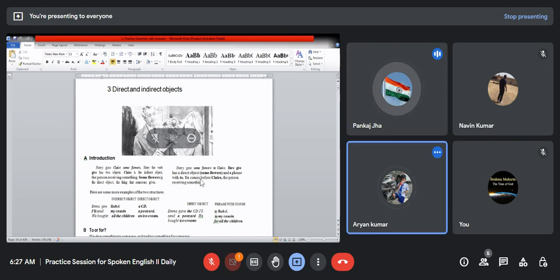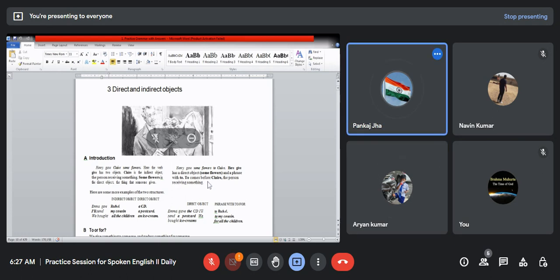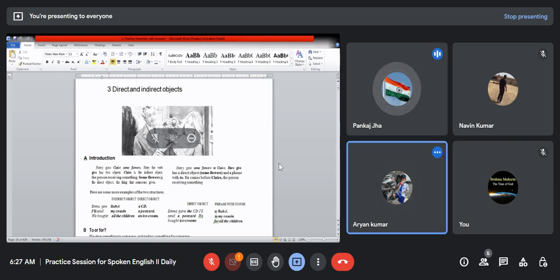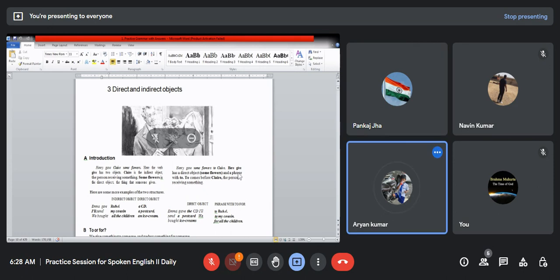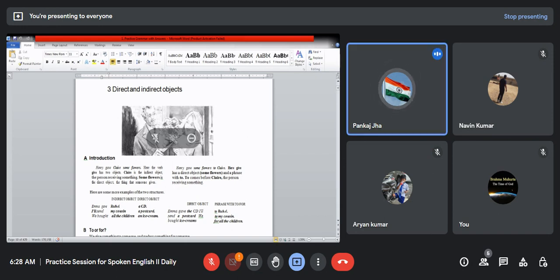And here give has a direct object, yes, flowers. Phrase with to. To comes before Claire, the person receiving something. And B is to or for.